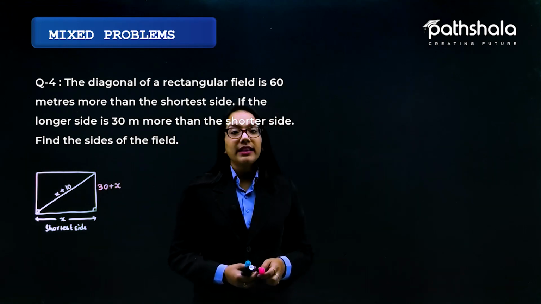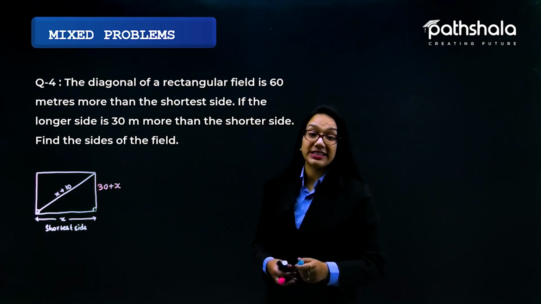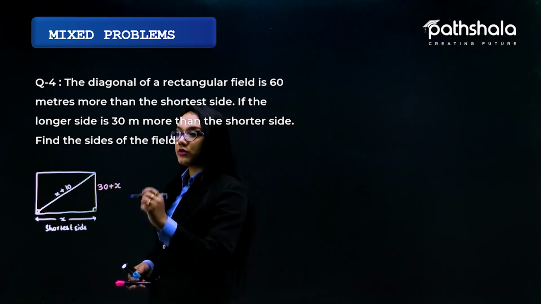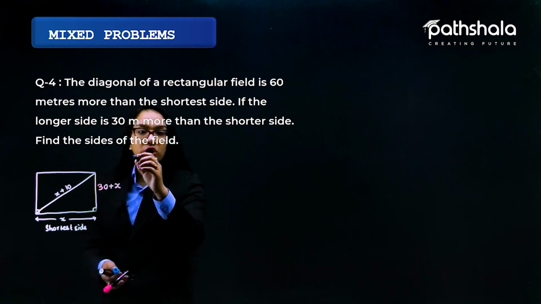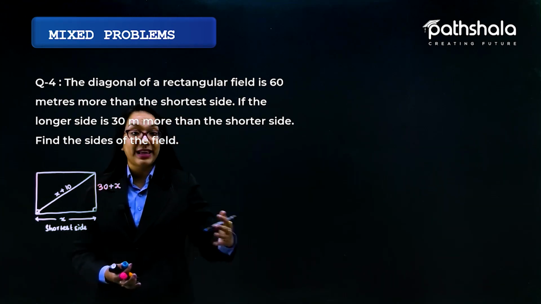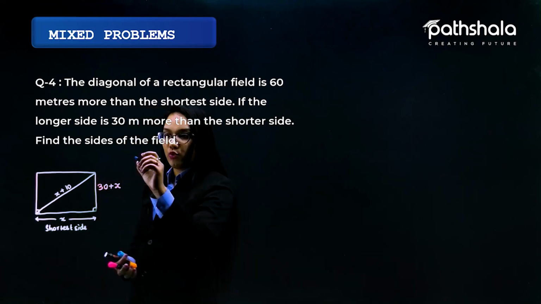It says find the sides of the field. So we have to find the sides of the field. Let's talk about the sides of the field. First of all, we will start with the assumption that the sides of the field are x and 30 plus x. So let's move on.